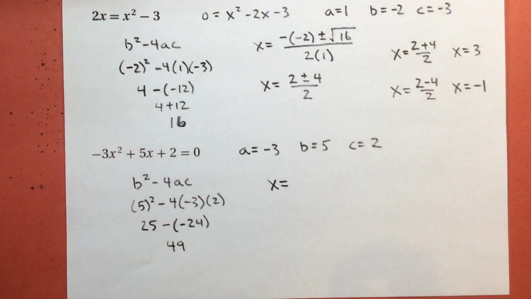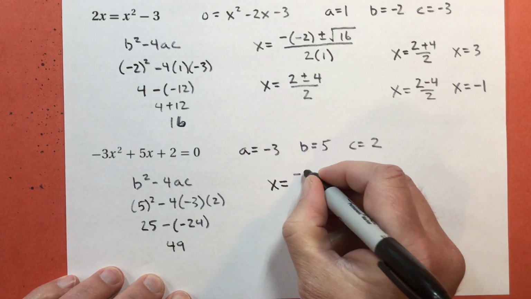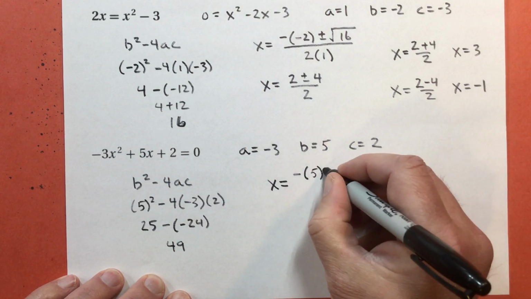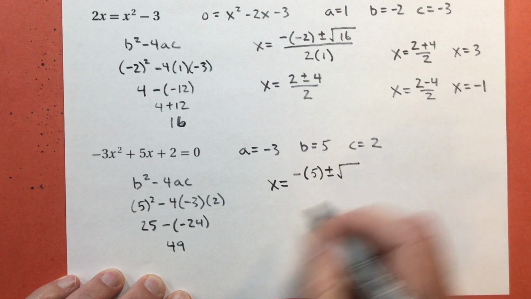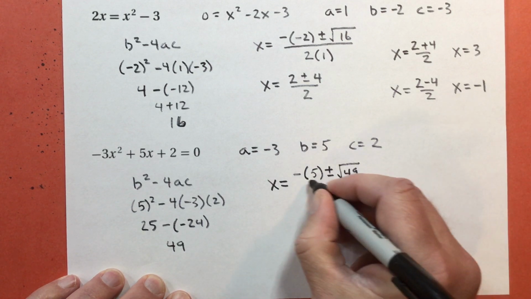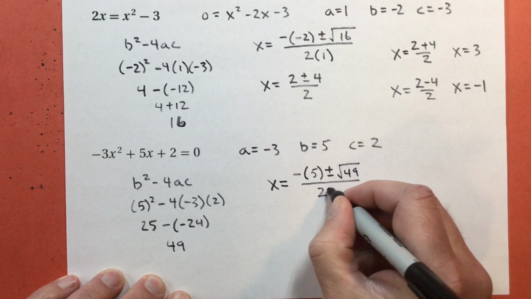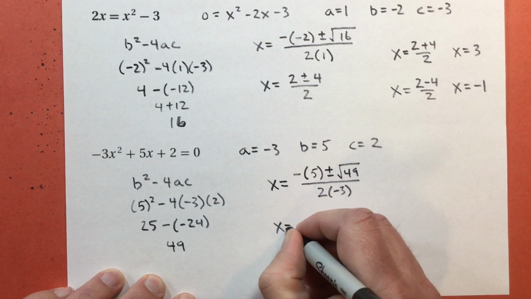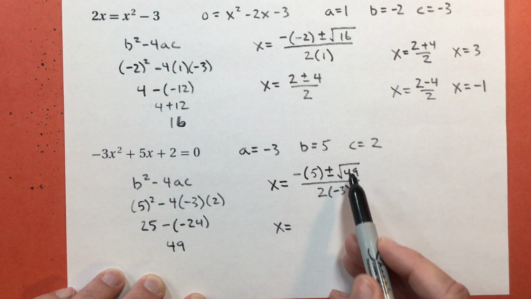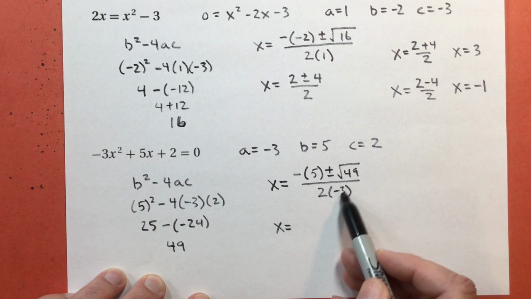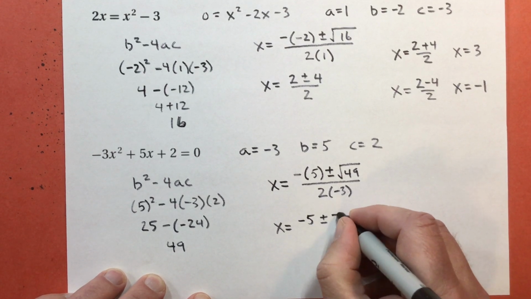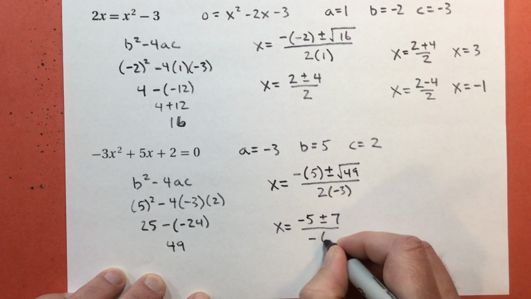Here's my quadratic formula again. I'll show you one more time. It's the opposite of b, which is the opposite of 5, plus or minus the square root of what I just found, 49. And I'm going to divide by 2 times negative 3. So just like every time, find the opposite, take the square root, multiply by 2. Whatever the a is, multiply by 2. So I get negative 5 plus or minus 7 all over negative 6.